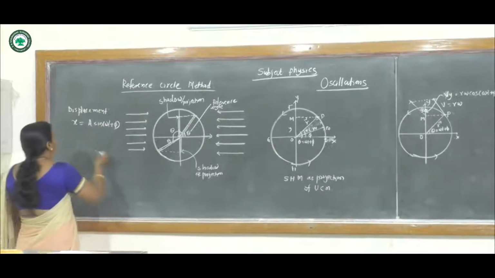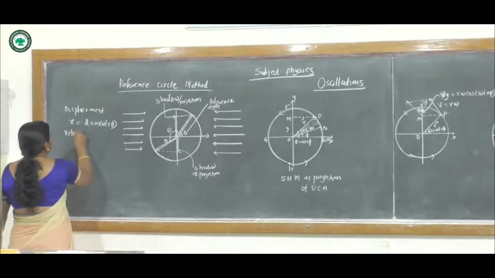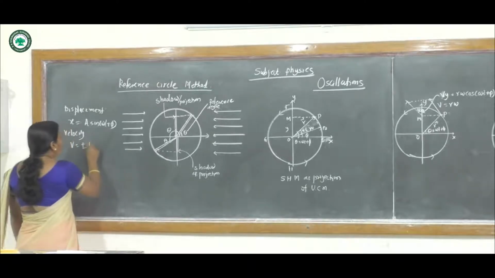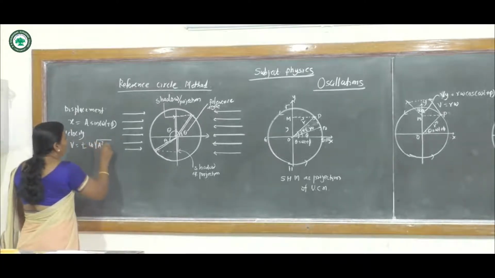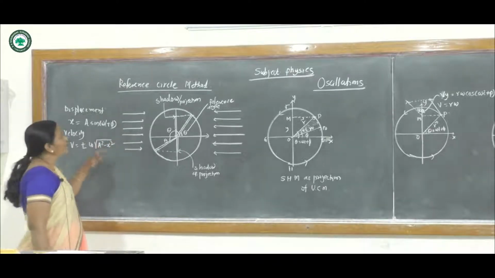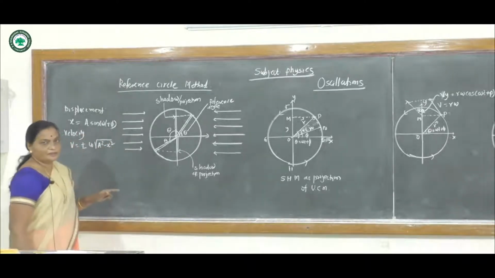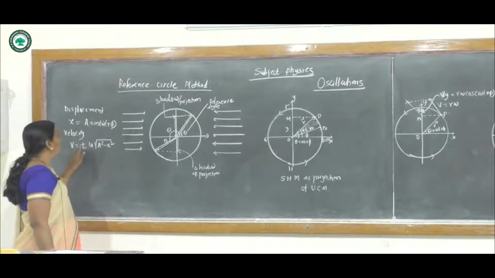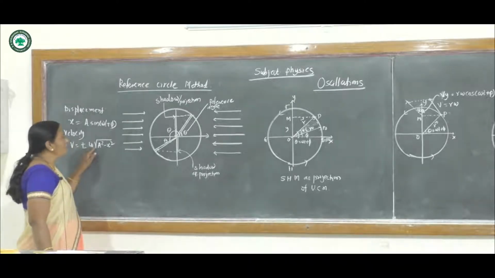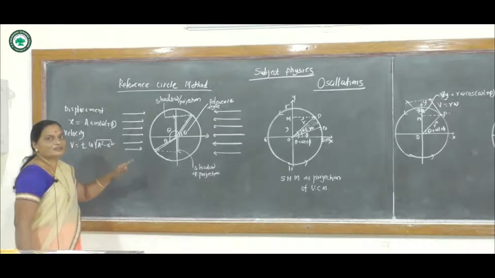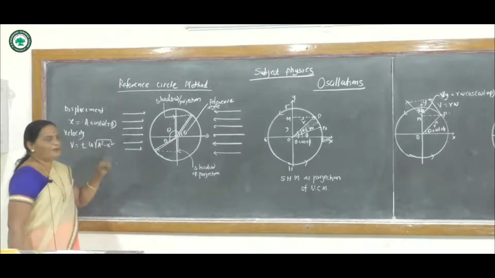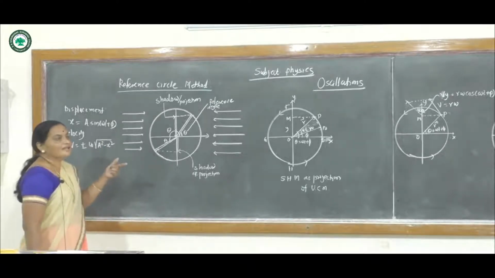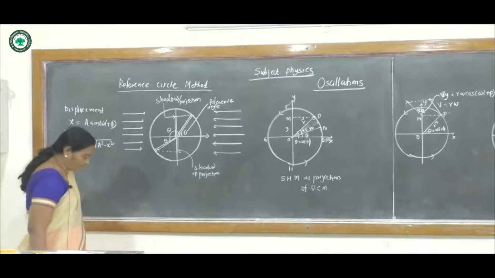Now the expression for velocity is v is equal to plus or minus omega under root a square minus x square. The velocity by the calculus method, when the particle performs simple harmonic motion, is v is equal to plus or minus omega under root a square minus x square, where v is the velocity of the particle, omega is angular velocity, a is the amplitude, x is the displacement here.